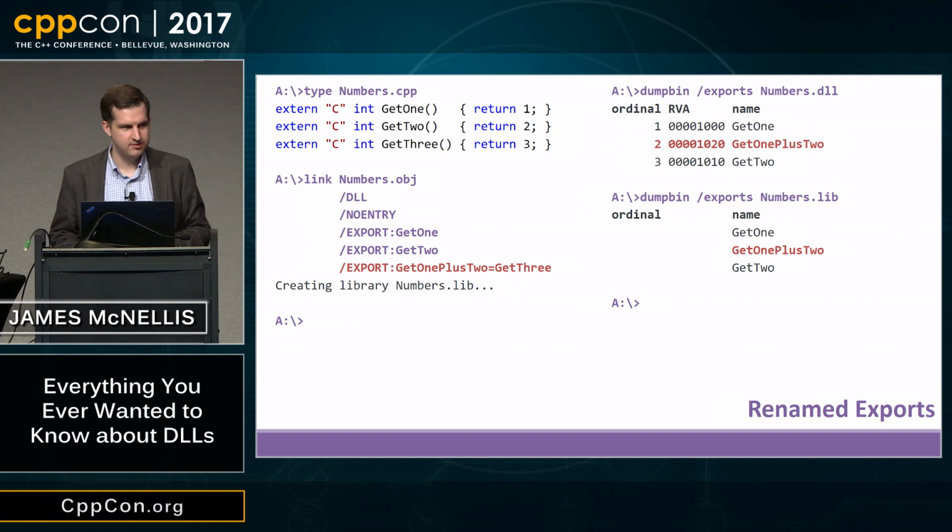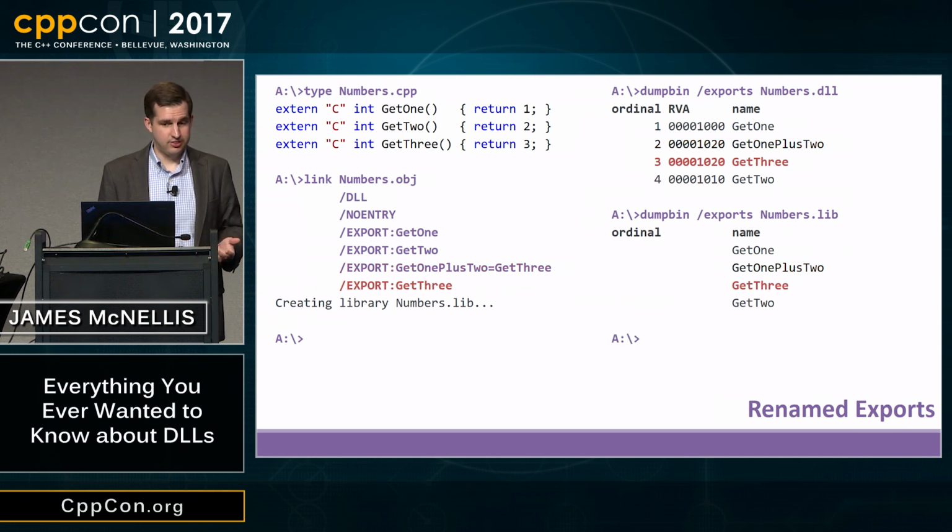We can leave it named get3. I don't know why we wouldn't want to change that, but it's possible. And then we can export it as get1 plus 2. And so then you see in the exports list and in the import library, it's just renamed the symbol, but in our code, it stayed the same.